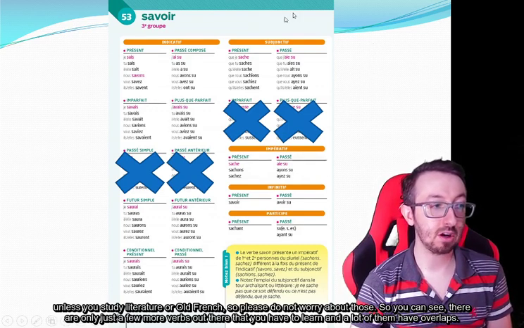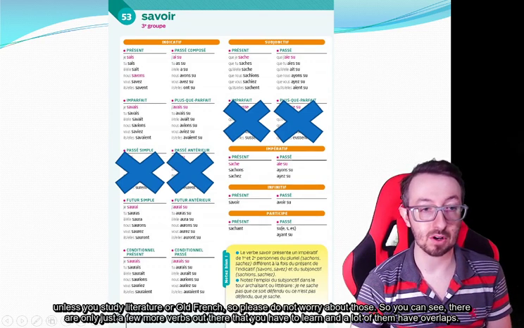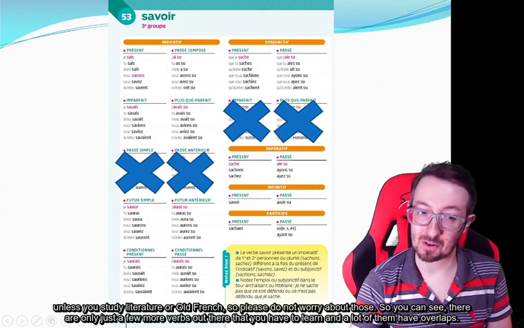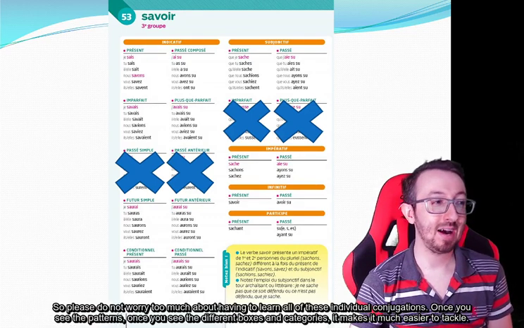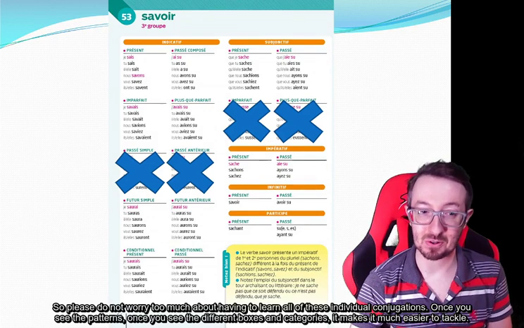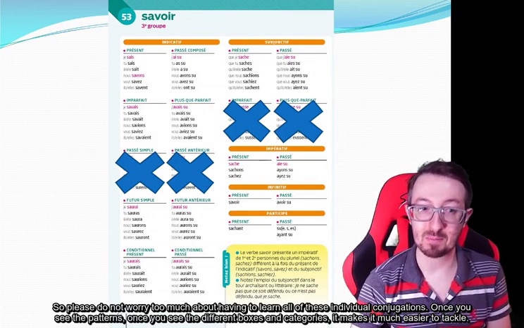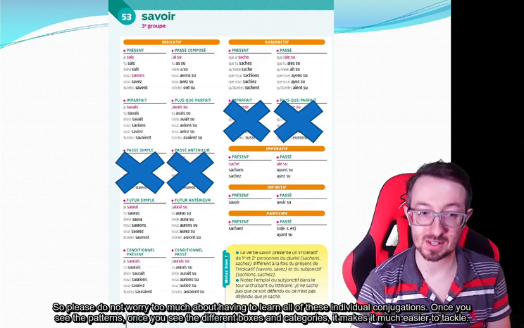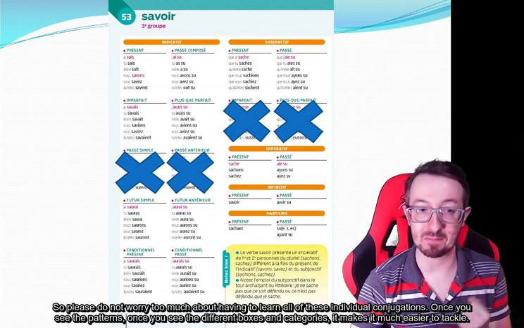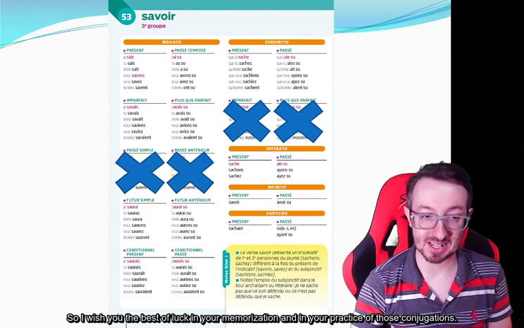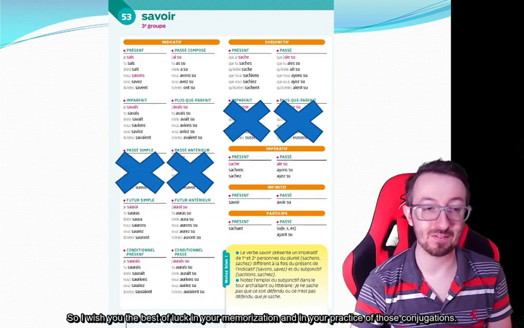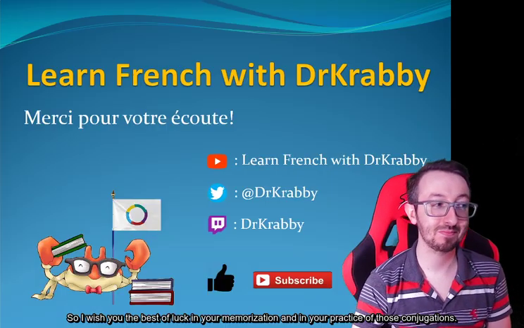So you can see there are only just a few more verbs out there that you have to learn, and a lot of them have overlaps. Okay, so please do not worry too much about having to learn all of these individual conjugations. Once you see the patterns, once you see the different boxes and categories, it makes it much easier to tackle. So I wish you the best of luck in your memorization and in your practice of those conjugations.